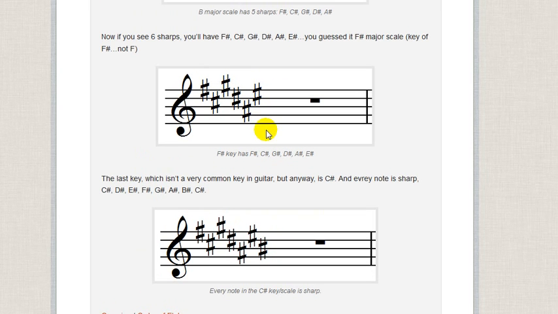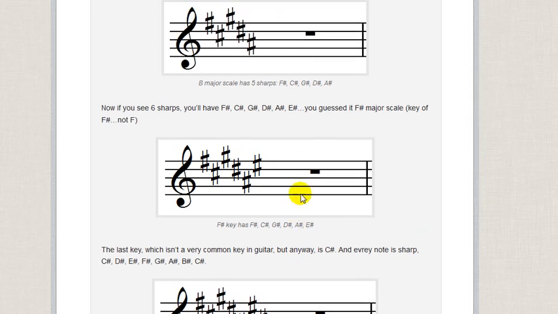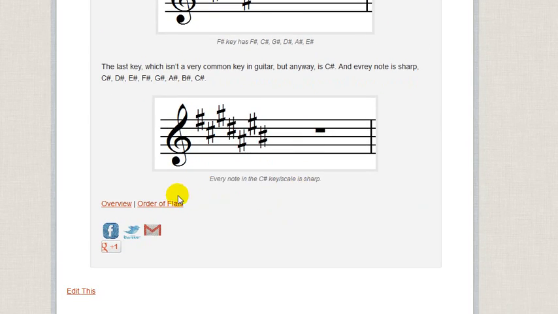And next week, or in the next lesson, I'll show you the cycle of fifths, or the circle of fifths, which basically is a visual representation of this. So let's go on to the order of flats.